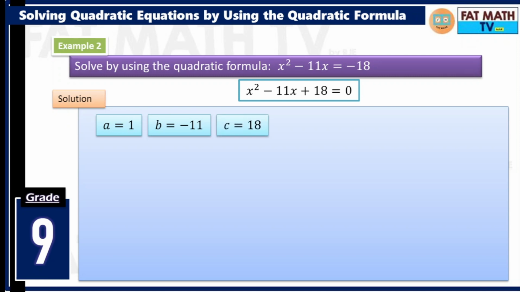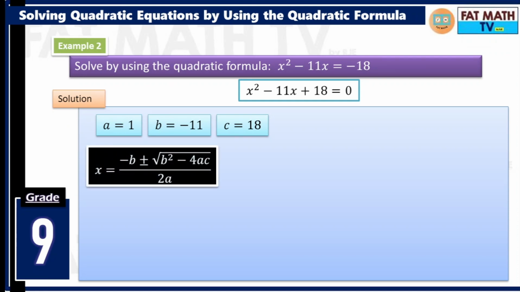So take note that before you identify your a, b, and c, your equation has to be in standard form. And then we can already use those values, 1, negative 11, and 18, in the quadratic formula.